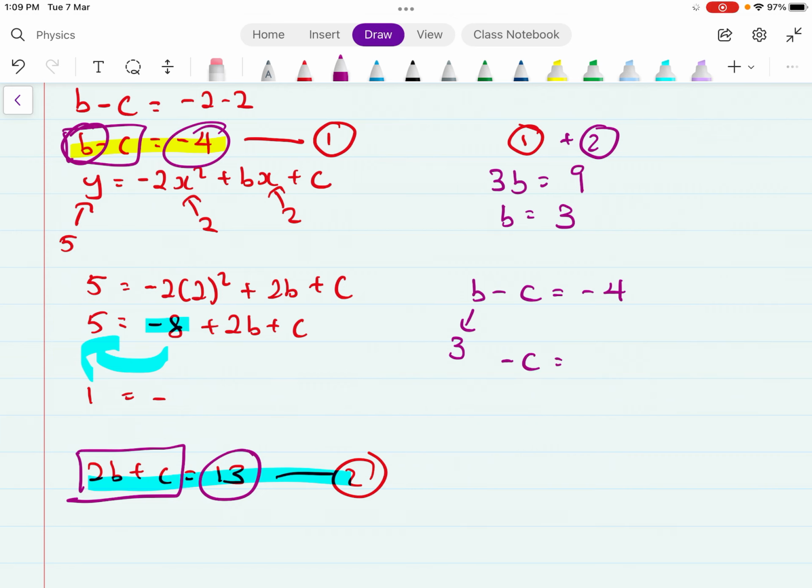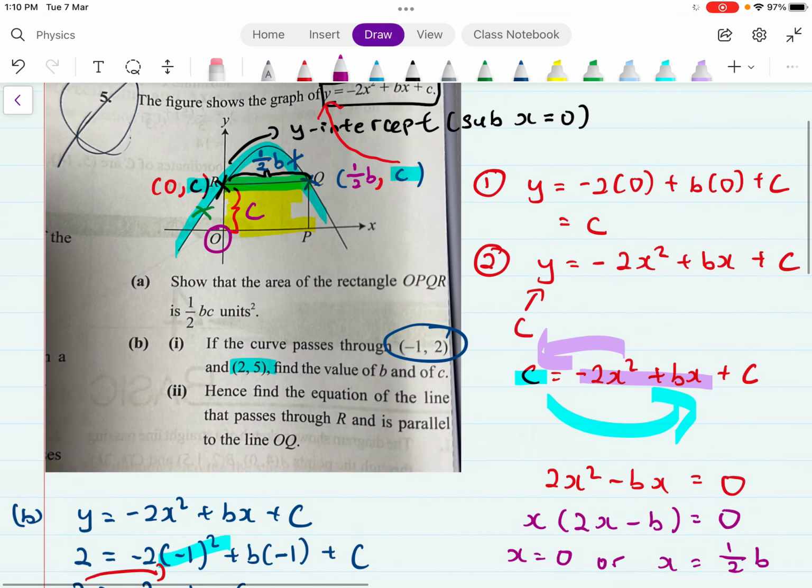So okay, 3 move to the right hand side, minus 7. C is equal to positive 7. So b equal to 3, c equal to positive 7. So that's how you do part bi. So part bi is about substituting in the values and get a pair of simultaneous equations to solve for two variables, b and c. Okay, next part, let's see what they want.